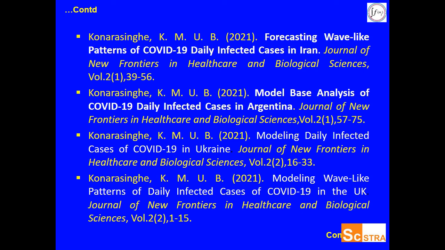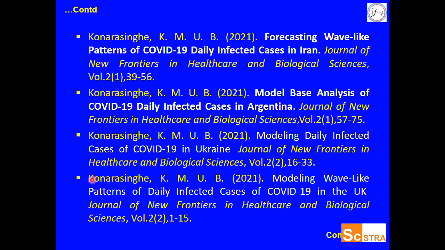So in 2021, when Major Uday Konarasinghe was analyzing the data, he found wave-like patterns. See the last two. This one. Modeling wave-like patterns of daily infected cases. So he found that after the second or third wave, the number of infected cases follows a wave-like pattern, an irregular wave-like pattern.